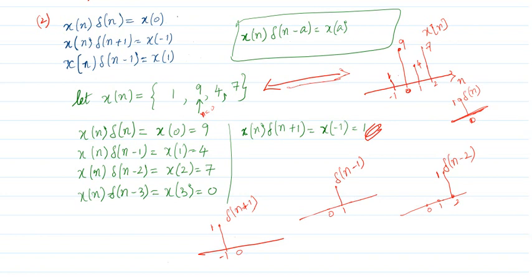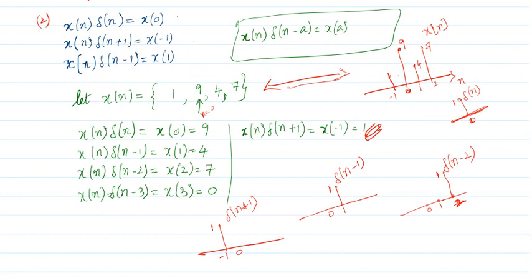Now x of n delta of n minus 1: the impulse is delayed. Delta of n is this, and delta of n minus 1 means one step delayed. Now if you multiply this with x of n, I will get only 4. At time 1 the impulse is 1, and at time 1 the signal is 4. So 1 into 4, 4. Similarly, delta of n minus 2 means it is delayed by 2 units. At 2 the impulse is 1 and the signal is 7. So the answer is 1 into 7, 7.